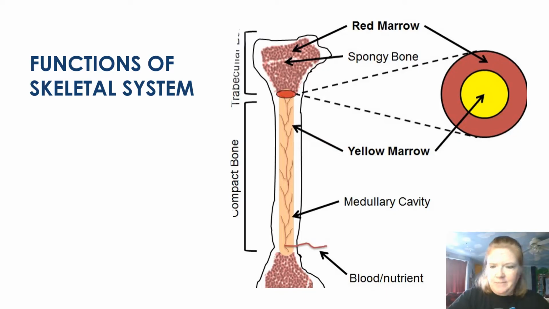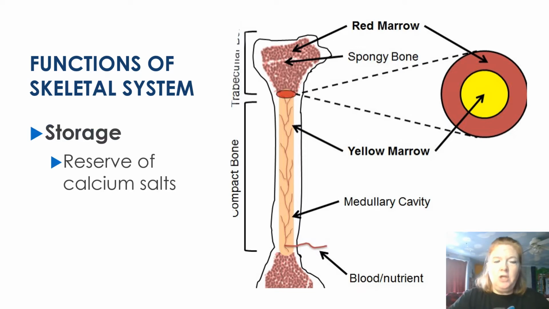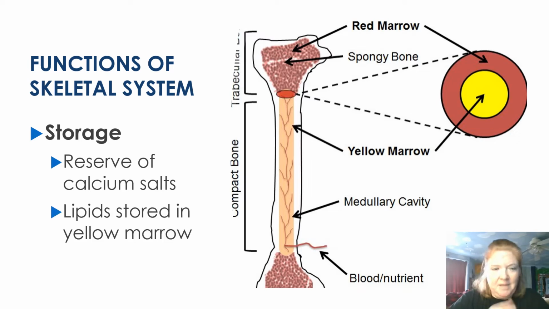All right, so let's keep going. What is another function of the skeletal system? Well, storage. So we have a reserve of calcium salts stored in our bone. So fun fact, if you don't eat enough calcium, your body will start breaking down some bone to get the calcium. So it's important to get enough calcium in your diet so you don't start breaking down your bone to get it. Also lipids, so that's fat, is stored in yellow marrow. So that's really what gives yellow marrow its yellow color. It's fat.